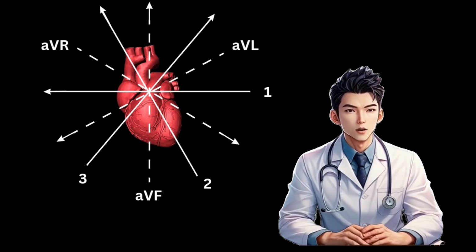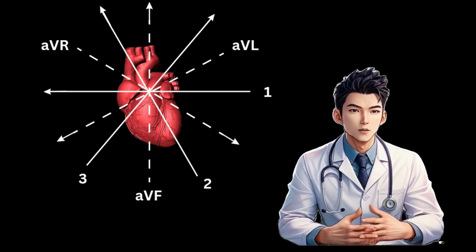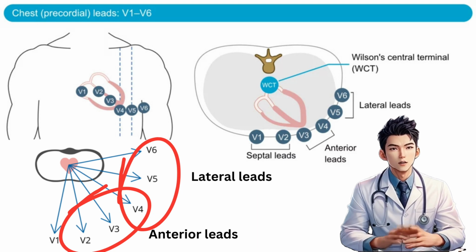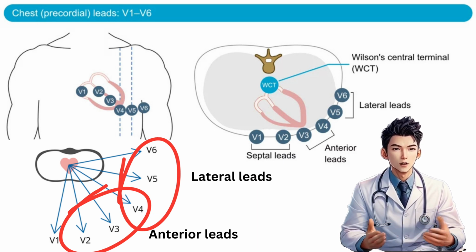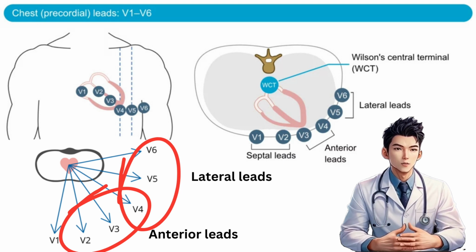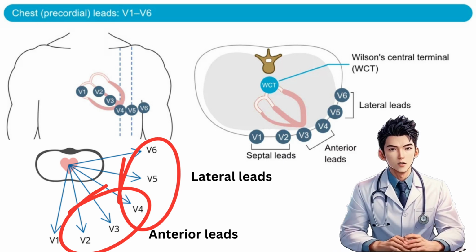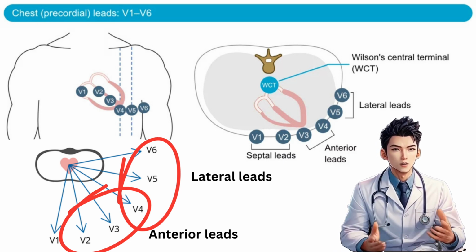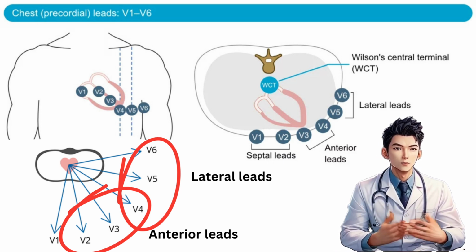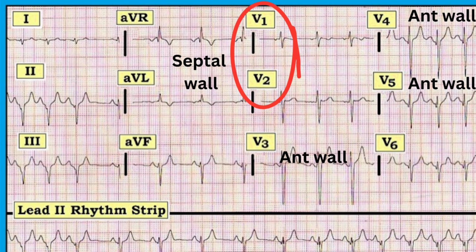Now if I ask you, what are the leads that are looking at the septum? These are leads V1, V2. What are the leads that are looking at the anterior aspect of the heart? These include leads V2, V3, V4. So V1, V2 look at the septal part. V2, V3, V4 look at the anterior aspect of the heart. If there are changes in these leads, it's most likely an anteroseptal MI.